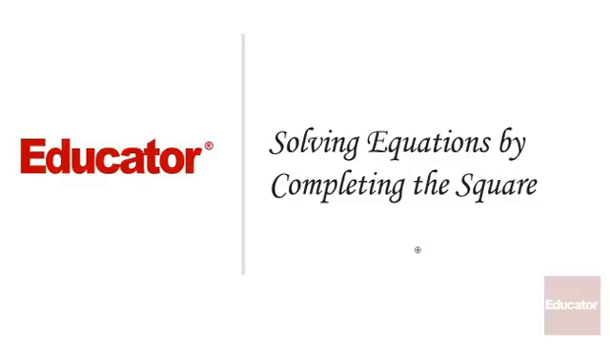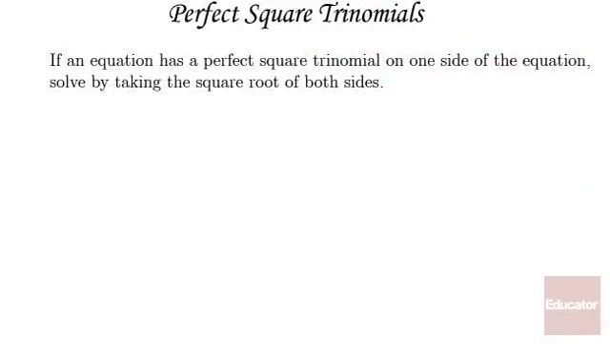In previous lessons, we learned how to solve quadratic equations by graphing. In today's lesson, we're going to learn another technique for solving these equations, and this technique is called completing the square. This technique applies to perfect square trinomials and trinomials that we can actually turn into perfect squares. So if an equation has a perfect square trinomial on one side of the equation, you solve by taking the square root of both sides. Let me go ahead and show you an example.